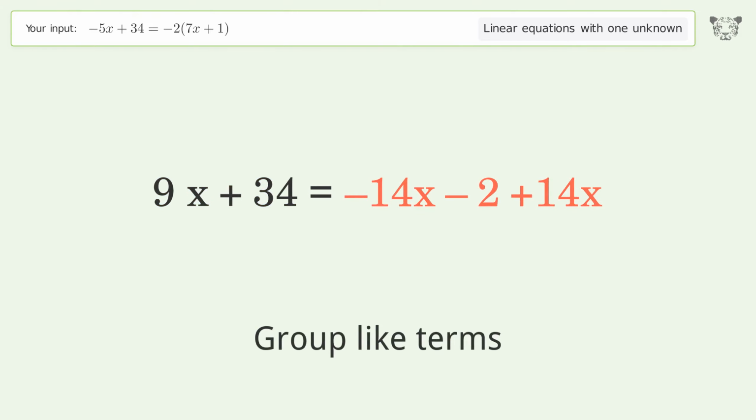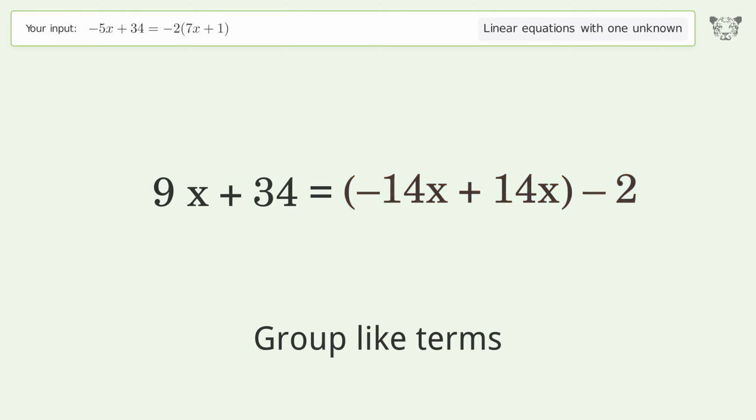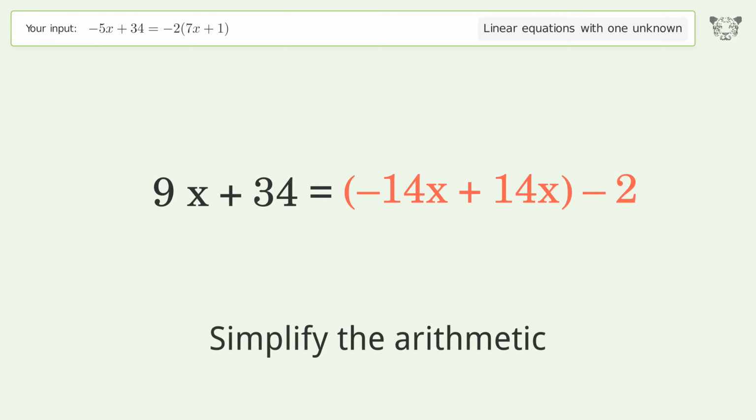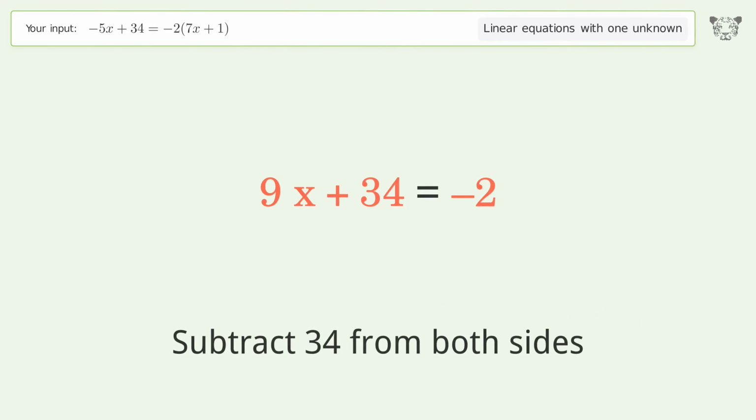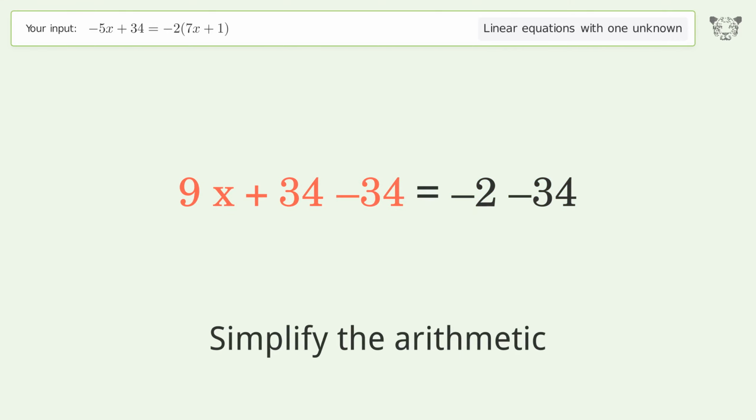Group like terms. Simplify the arithmetic. Group all constants on the right side of the equation. Subtract 34 from both sides. Simplify the arithmetic.